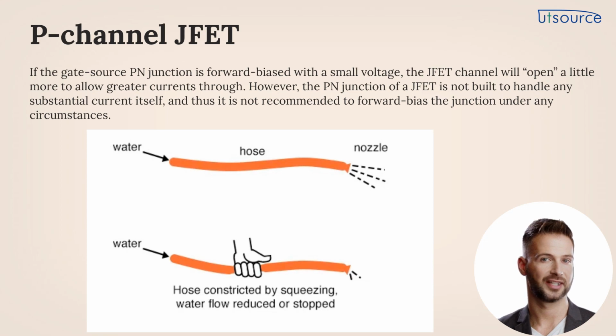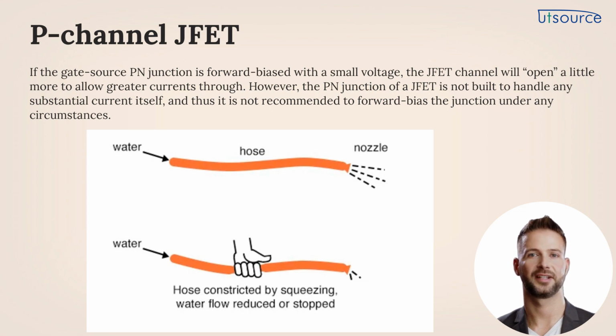Note how this operational behavior is exactly opposite of the bipolar junction transistor. Bipolar transistors are normally off devices. No current through the base, no current through the collector or the emitter. JFETs, on the other hand, are normally on devices. No voltage applied to the gate allows maximum current through the source and drain.